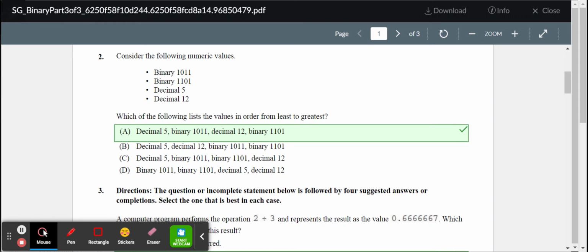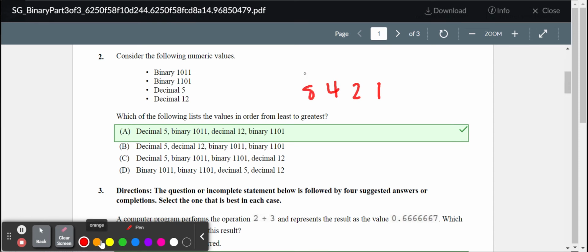Considering the following, which of the following is in least to greatest? Well, again, if we were to do this out, we have 1, 2, 4, 8 positions. So that's going to be 8 plus 2 plus 1, so that's 11. That's 8 plus 4, which is 12, plus 1, which is 13. So the smallest is 5, and then it's the 1, 0, 1, 1, then 12, and then 1, 0, 1, 0, 1.